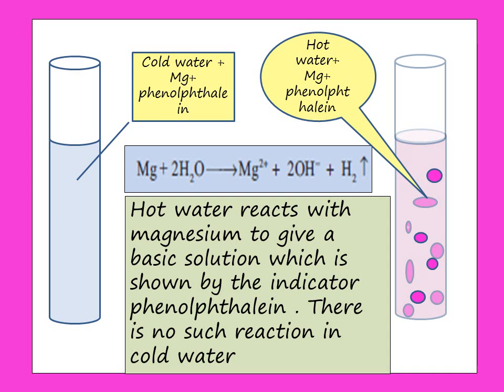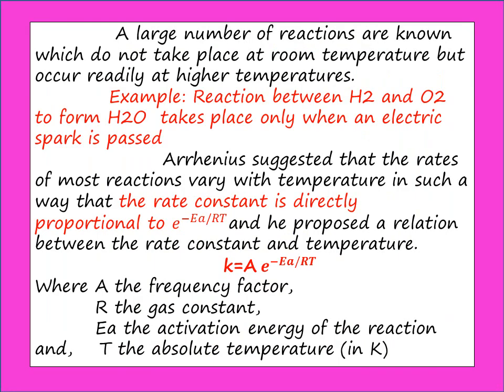Magnesium reacts with hot water to form a basic solution of magnesium hydroxide. So, you know that a basic solution gives pink color with phenolphthalein. So the solution turned pink. But in the first test tube, because we added cold water, it does not react, which means reaction rate increases with increase in temperature. We are seeing the effect of temperature on reaction rate, that is the Arrhenius equation.